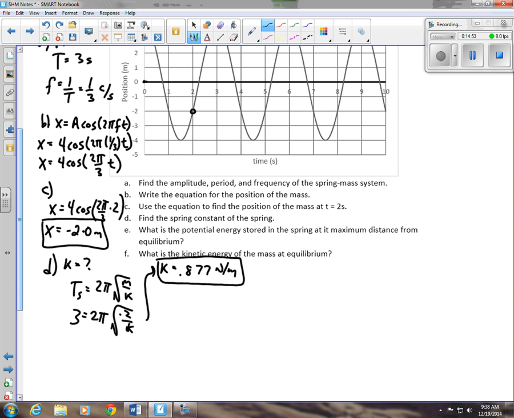Now part E, what is the potential energy stored in the spring? So now we have to go back to our energy unit. And we know the potential energy stored in a spring is 1/2 kx squared. So it's 1/2, k is 8.77, and x equals 4. Square that. I end up with potential energy stored in the spring of 70.16 joules.